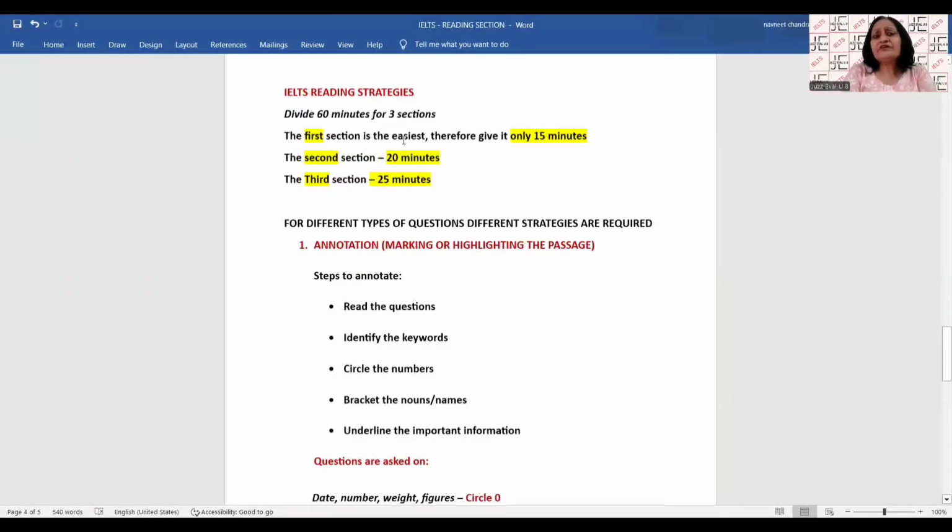So the first section is the easiest. Therefore, you should try and give it only 15 minutes. Second section, 20 minutes. Third section, since it's the lengthiest and the most difficult, 25 minutes.